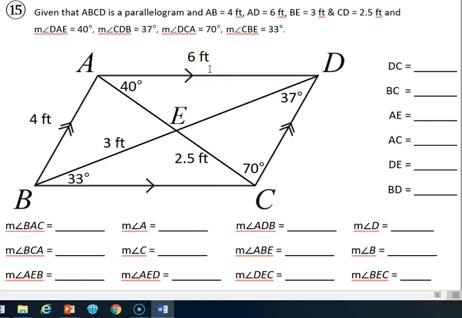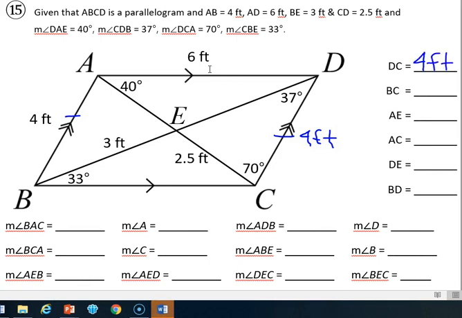So in this video, I'm going to go over number 15 on the 4-1 homework, which is going to be a lot like the quiz we're going to take on Friday. So first I'm going to talk about properties that we know. We know that opposite sides are congruent. So I'm going to say that this side over here on the right is 4 feet as well. And that's the first question, 4 feet.